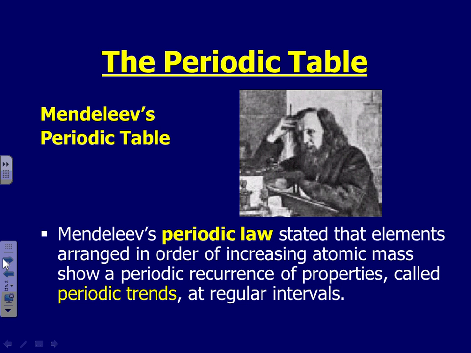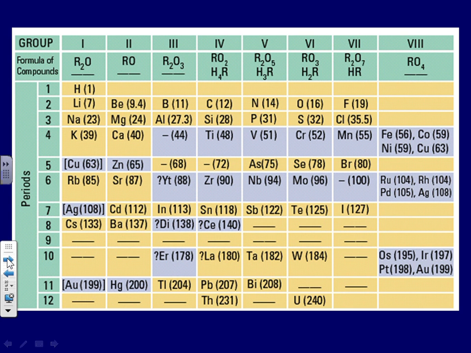All right. So his periodic law states that the elements arranged in order of increasing atomic mass show a periodic recurrence of properties called periodic trends at regular intervals. That's why we call these periods. It means their properties repeat periodically, just like the moon goes around the Earth periodically in a certain amount of time. Okay, so you don't have to write this down.